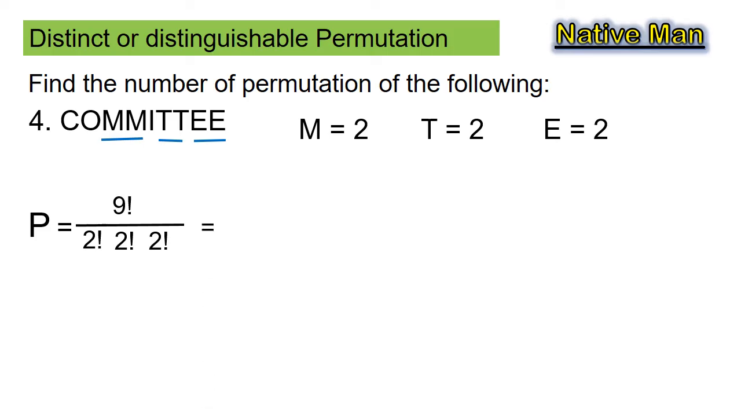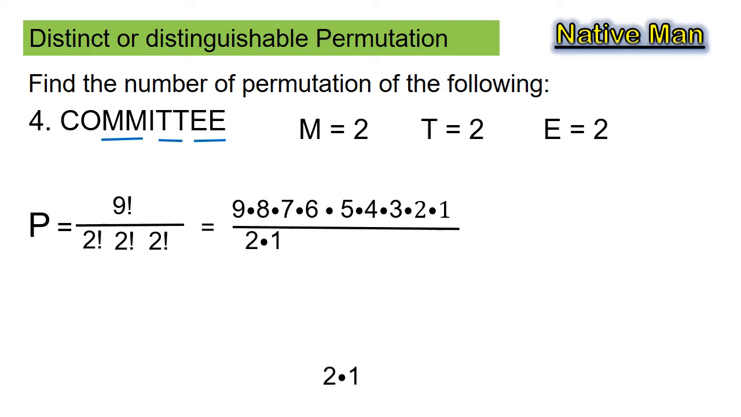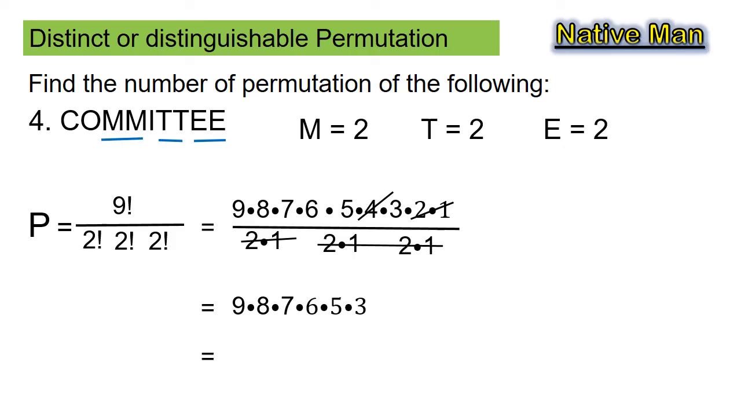Okay? Simplify po natin. 9 factorial is 9 times 8, 7, 6, 5, 4, 3, 2, 1. All over. Yung 2 factorial na una is 2 times 1. Yung second, 2 times 1, yung third na 2 factorial is 2 times 1. Again, by cancellation, 2 times 1 sa denominator, 2 times 1 sa numerator. And again, yung 2 times 1, then 2 times 1, dalawa. So, equal to 4. Cancel po natin sa 4. So, ang matitira po sa numerator ay 9, 8, 7, 6, 5, and 3. So, if you are going to multiply those numbers, that is equal to 45,360 distinguishable permutations.